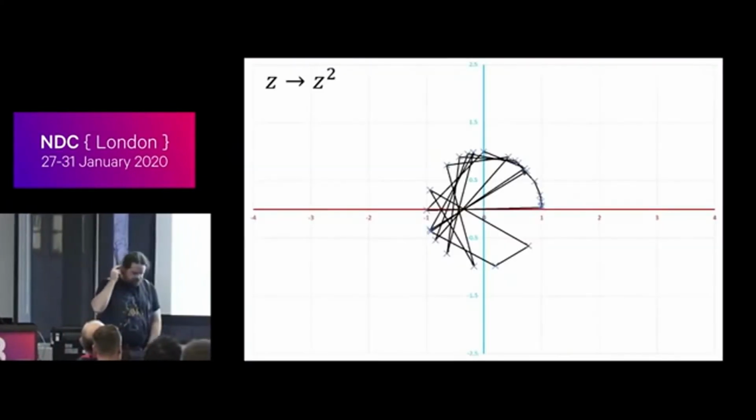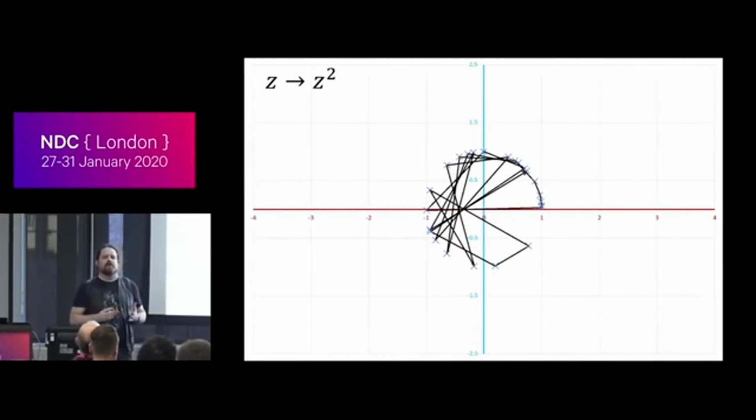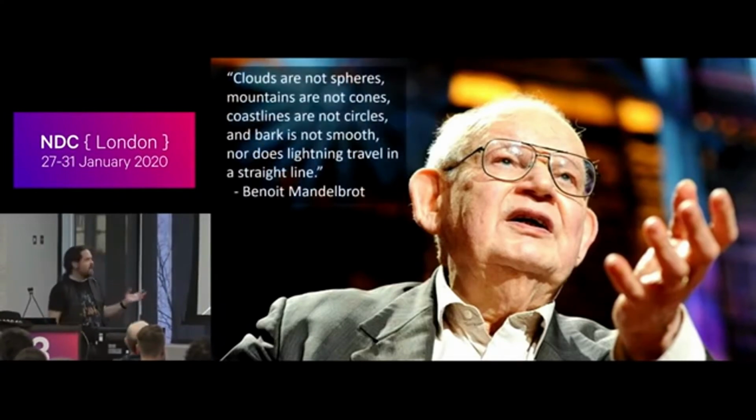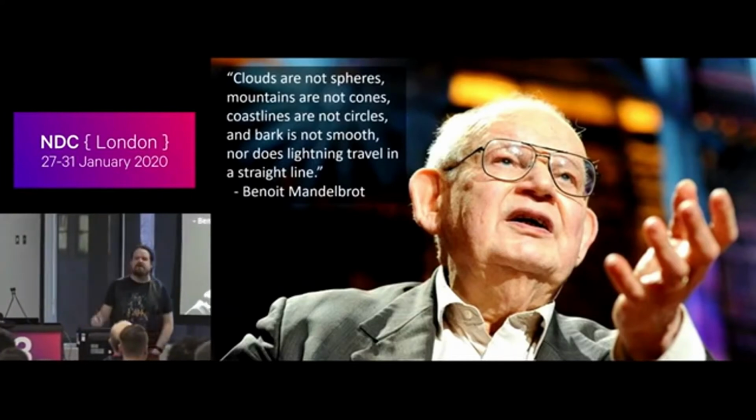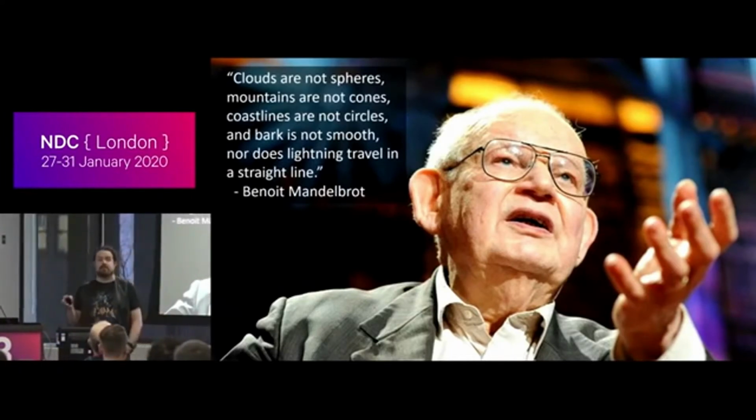Now, the first really rigorous study of these kinds of systems was done by this guy. It's a Polish mathematician called Benoit Mandelbrot. And Mandelbrot was fascinated by the mathematics of real life. He had this quote, "Clouds are not spheres, mountains are not cones, coastlines are not circles, a bark is not smooth, nor does lightning travel in a straight line."